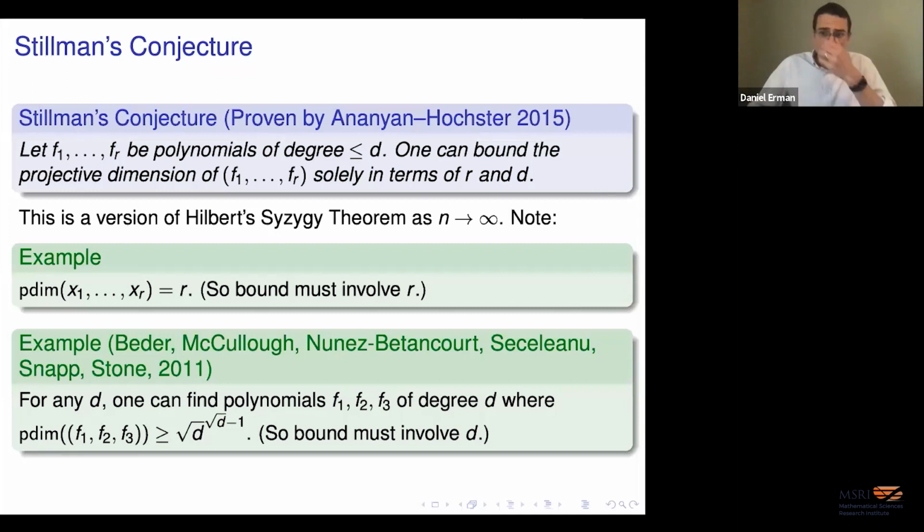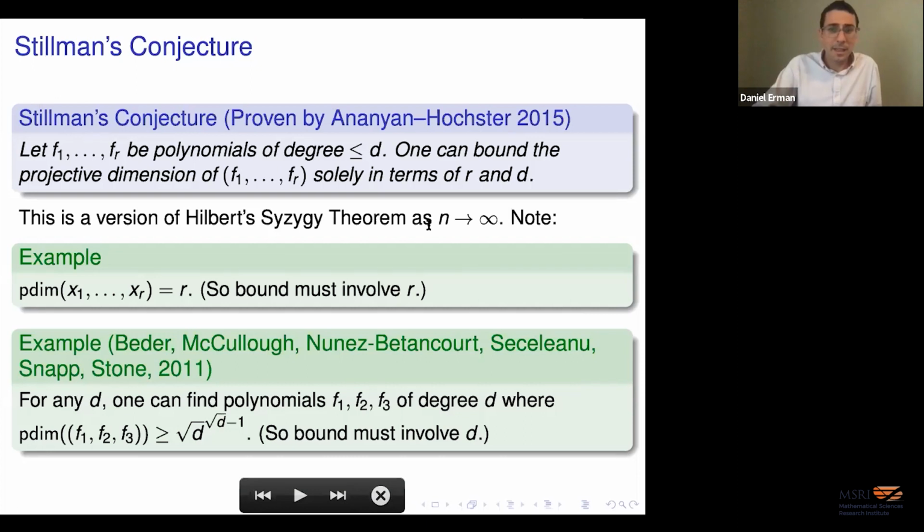Other questions? So again, I want to think of this as a version of Hilbert's Syzygy theorem, where instead of fixing the number of variables of the polynomials, we're fixing the number of polynomials and their degrees. I thought I heard something. No question? All right.